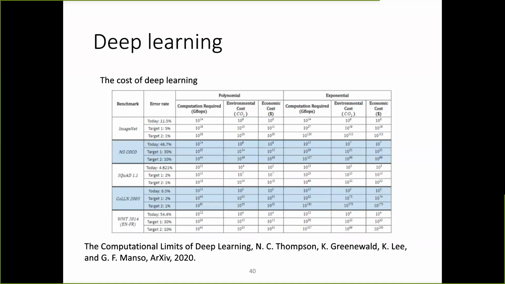One of the articles that came out of MIT, I think it was a few weeks ago, discussed what is the cost of deep learning in terms of environmental cost and economical cost. And what they are saying is that scaling deep learning in the way we used to over the last few years is not sustainable. We cannot, either from an environmental cost or from an economical cost, it's not viable. It's not something we can afford.